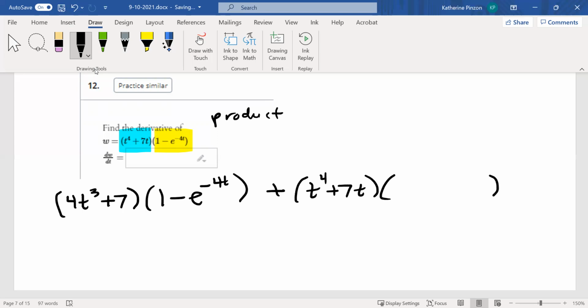Derivative of 1 is 0. Derivative of e to the something is e to the something, times the derivative of that something. So I need the derivative of this negative 4t. So times negative 4. Okay. So the chain rule should always be in your head. Whenever that exponent of e is not just x, you're going to multiply by its derivative at the end. The chain rule should always, always happen.